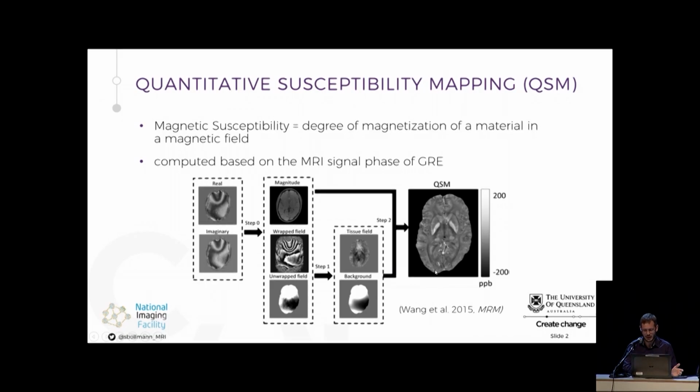So in the end, we have this quantitative susceptibility map, and we start from complex data phase, and we have to unwrap the phase, we have to do background field correction of the phase because there are external sources that overlay this signal, and then we need to solve an ill-posed inverse problem to get this QSM.